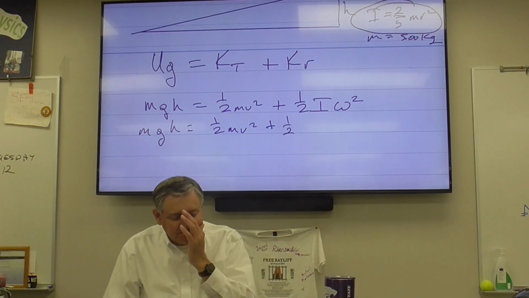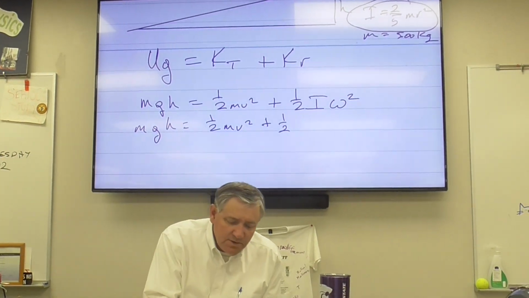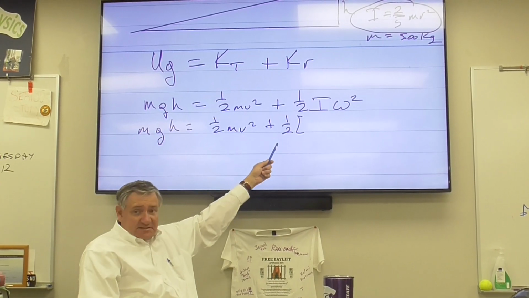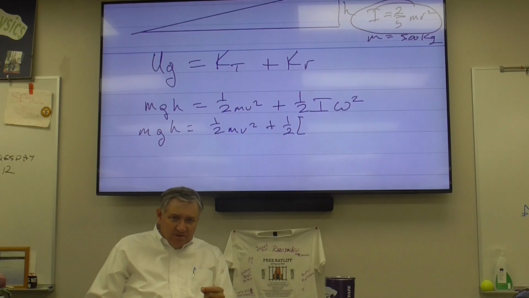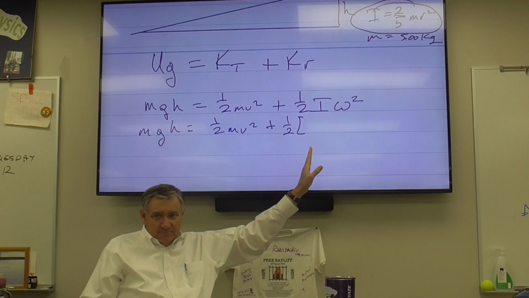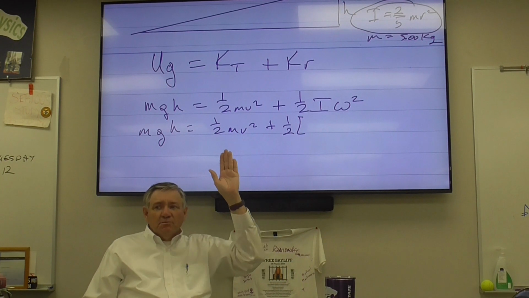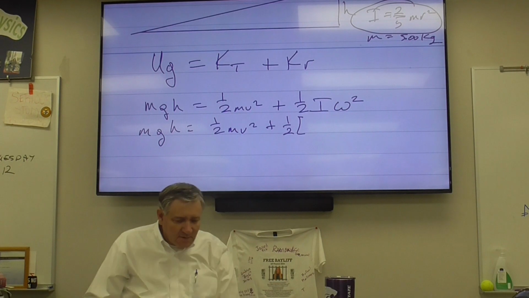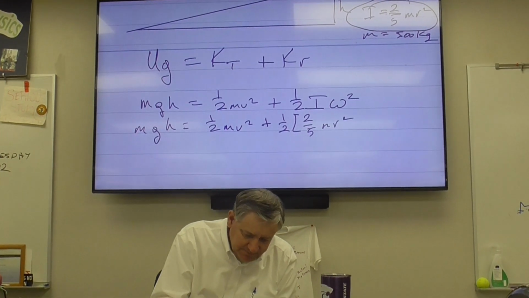Perfect. Now, there are certain substitutions that are critical. When you do this I, that 1/2 out here is not part of the moment of inertia. That's a separate 1/2. Do not include that in the moment of inertia calculation. It's a completely separate 1/2. So you've got 1/2 times the solid sphere, 2/5 mr squared.